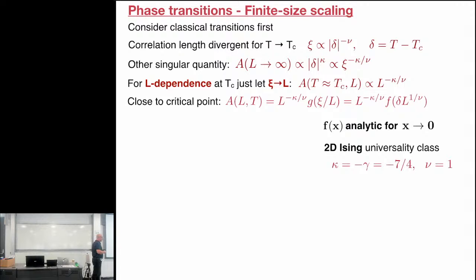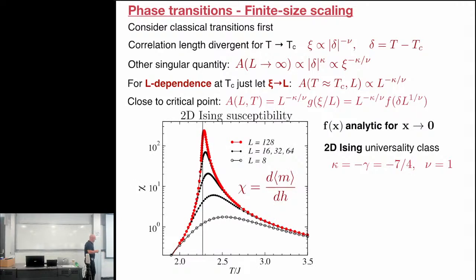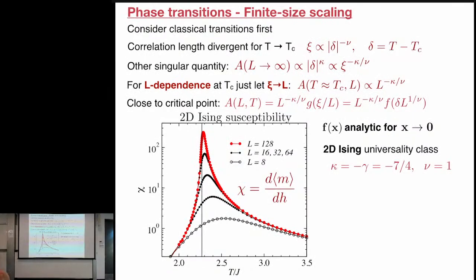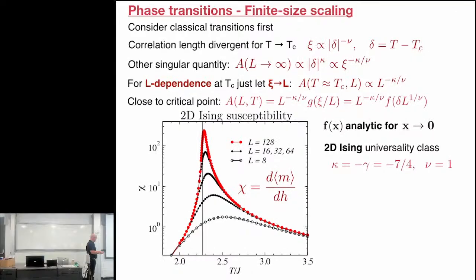So let me show you some examples of this from the 2D Ising model, which I guess everybody's familiar with. So here we know these exponents. If we do simulations for different system sizes and look at some quantity, in this case I look at the magnetic susceptibility. So this exponent kappa is minus gamma because the susceptibility diverges, right? So this has to be negative. And we know the value of that exponent.